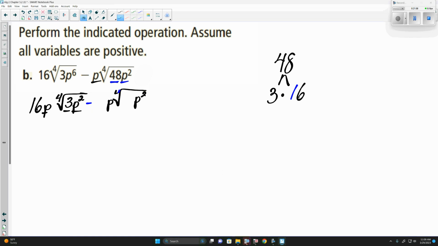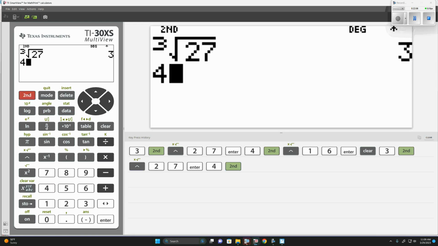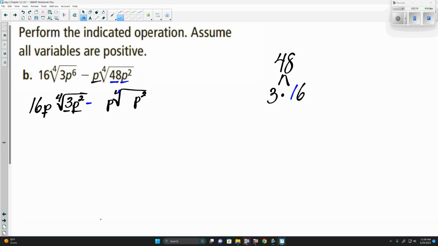And that's going to be 3 times 16. So now we need to determine what the fourth root of 16 is. And the fourth root of 16 is 2. So we'd have 3 inside and 2 outside. So now we just need to subtract. 16 minus 2 is 14p, fourth root of 3p squared.